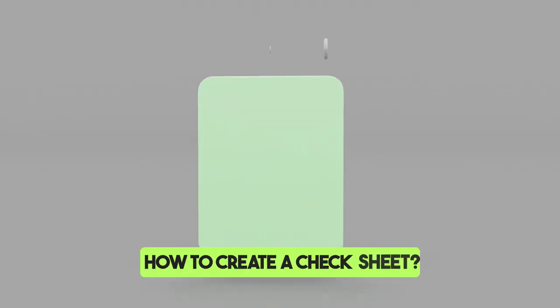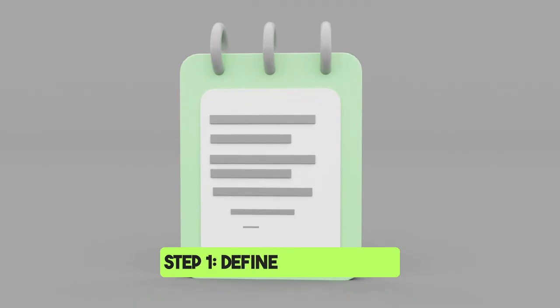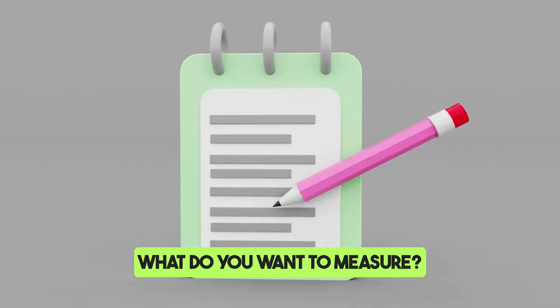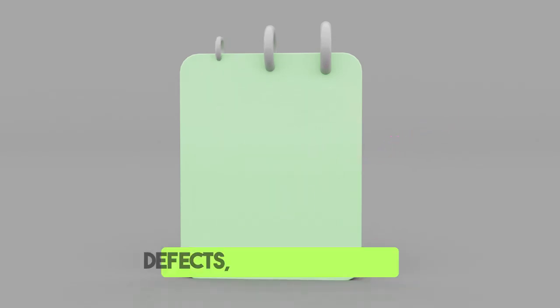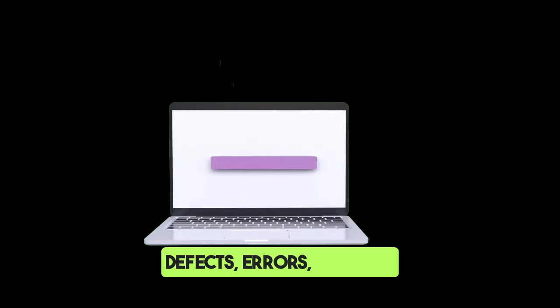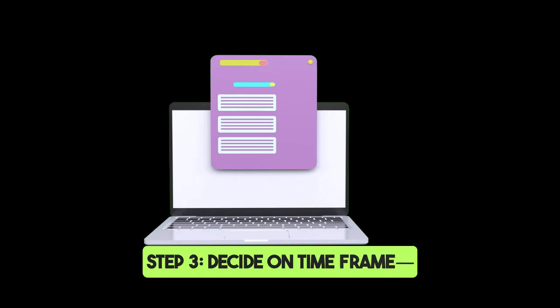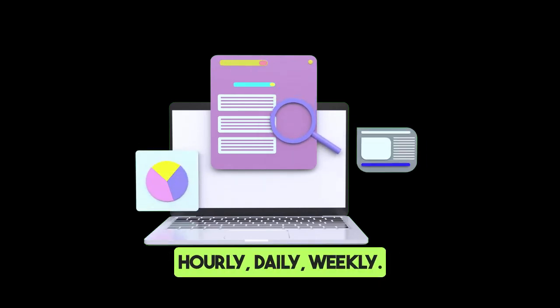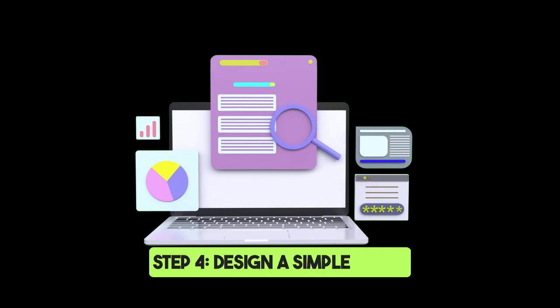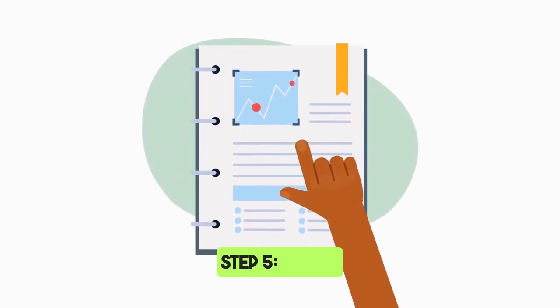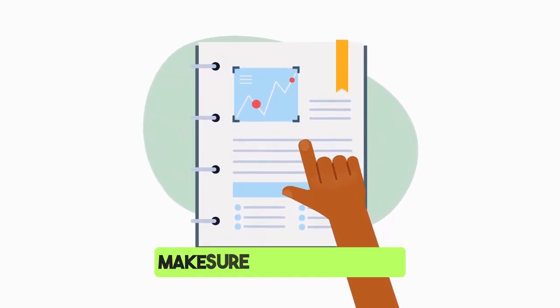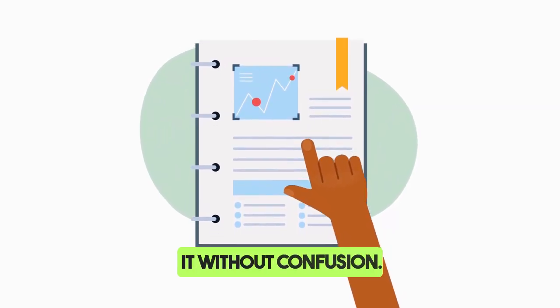How to create a check sheet. Step 1. Define the purpose. What do you want to measure? Step 2. Identify categories. Defects, errors, time, etc. Step 3. Decide on time frame. Hourly, daily, weekly. Step 4. Design a simple form. Keep it clear and easy to use. Step 5. Test it. Make sure anyone can use it without confusion.